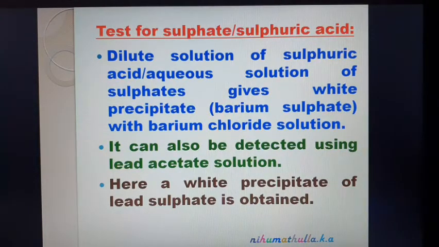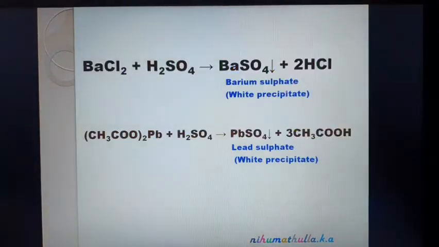Why is the white precipitate formed? Due to the formation of barium sulfate. The color of barium sulfate is white. It can also be detected using lead acetate solution. The sulfate or sulfuric acid can also be detected using lead acetate solution. Here a white precipitate of lead sulfate is obtained. What are the reactions of this test?